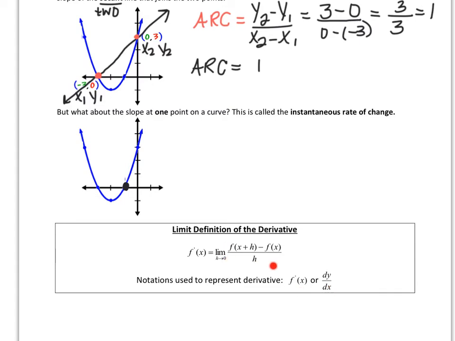Now this should look familiar to you because we've done this before when we've evaluated functions. Now I'll explain why all of this comes from tomorrow in class, but let's just try to get the definition down and how to use it. So let's move on to the next page.